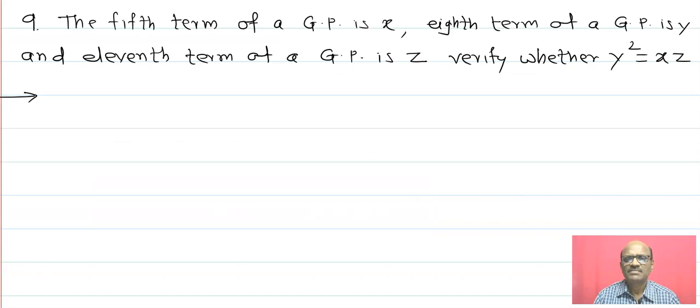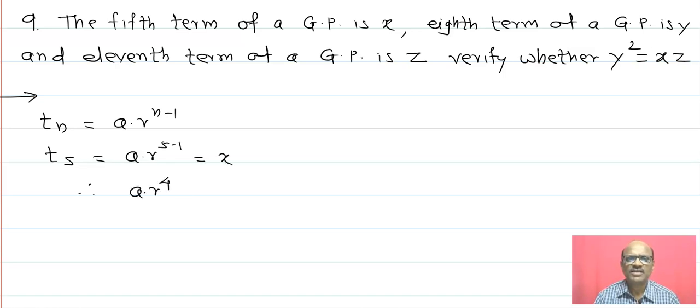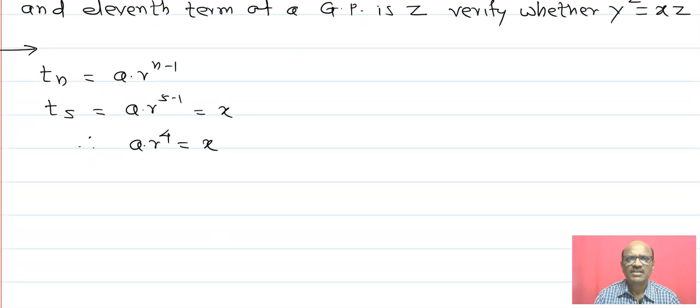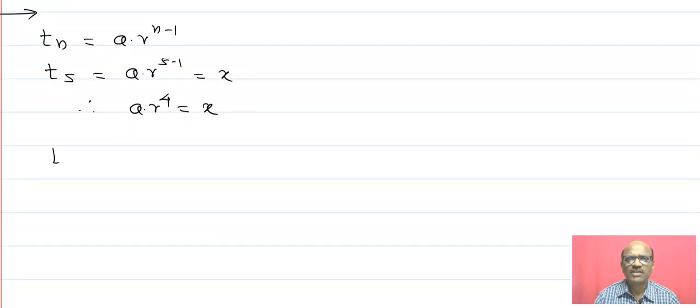Question number 9. The fifth term of a GP is x, the 8th term of the GP is y, and the 11th term of the GP is z. Verify whether y squared is equal to xz. Now we'll see this. Tn is equal to the formula a into r raised to n minus 1. T5 is equal to a into r raised to 5 minus 1, that is equal to x. Therefore, a into r raised to 4 is equal to x.